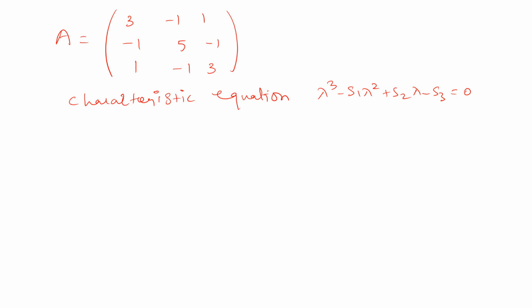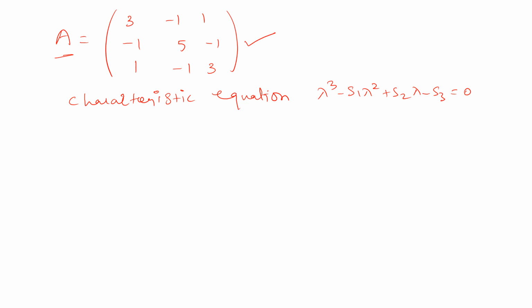So today we are going to discuss how to find the eigenvalues and eigenvectors for a 3 cross 3 matrix. Already in the previous lecture we have discussed evaluating eigenvalues and eigenvectors for a 2 cross 2 matrix. So now I am going to evaluate the eigenvalues and eigenvectors for this matrix A.